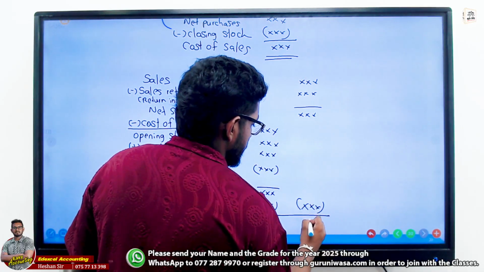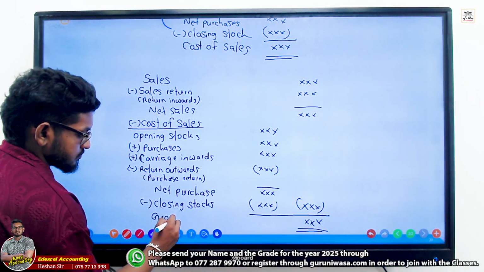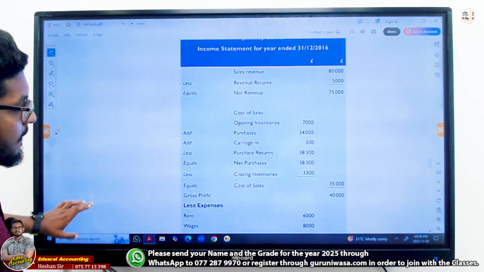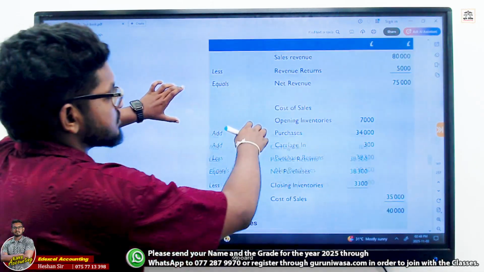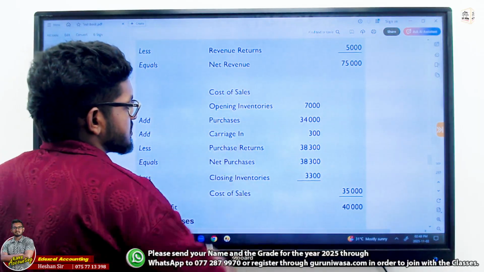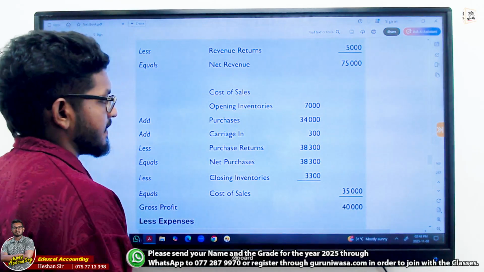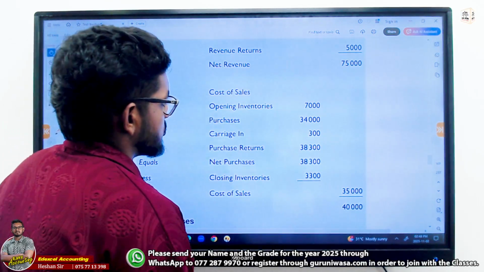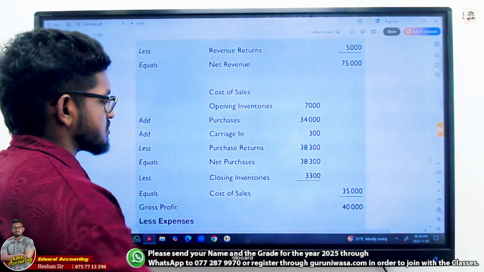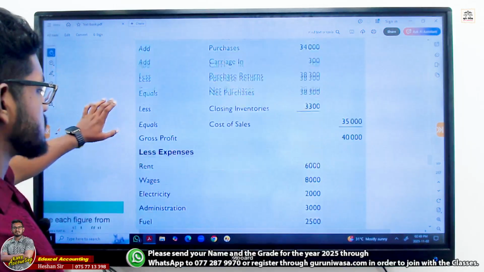Once we deduct the cost of sales, we get the gross profit. You can see that's why: sales minus sales return, then cost of sales, opening stock plus purchases, carriage inwards, purchase return, then the net purchases, then after that minus closing inventory, then we get the cost of sales, then we get the gross profit.